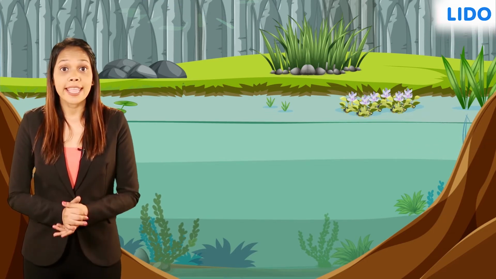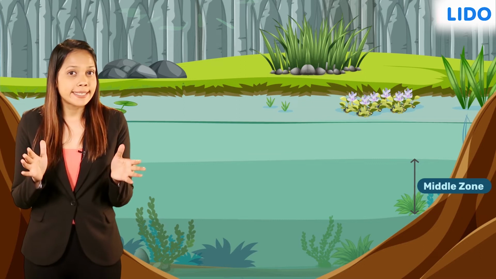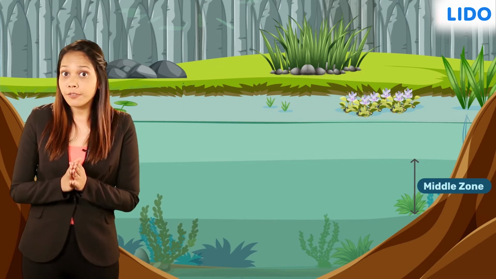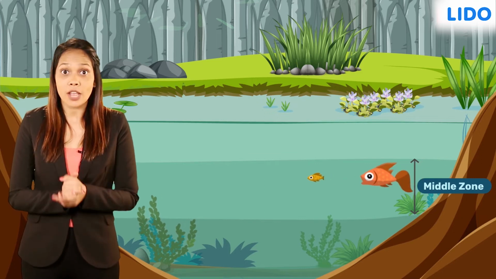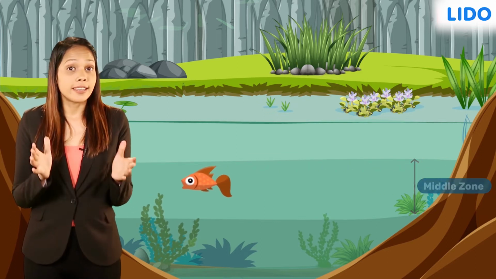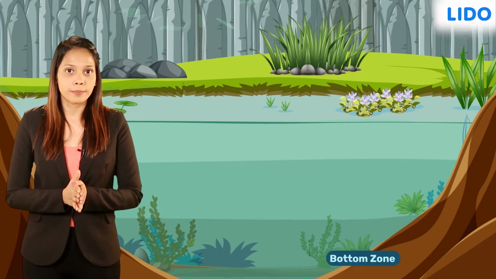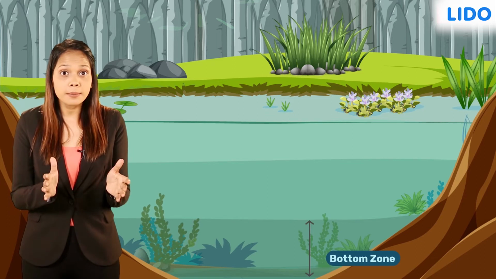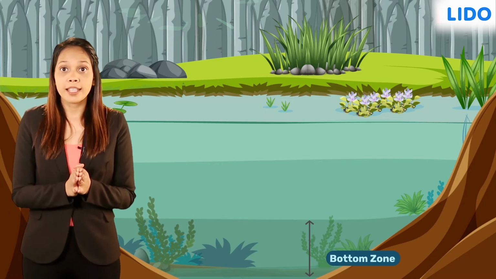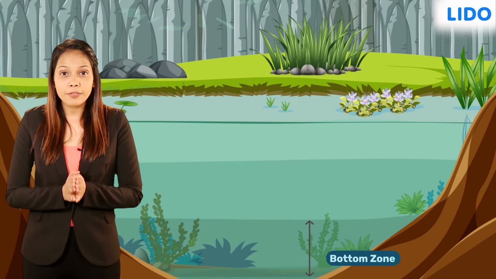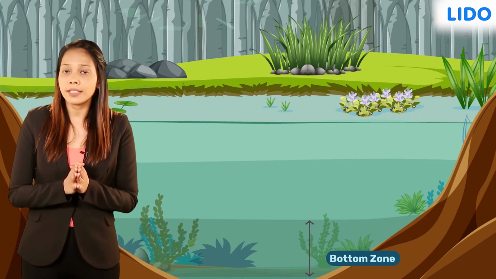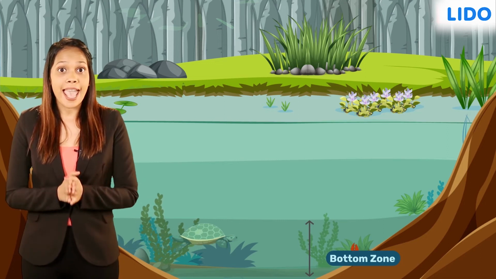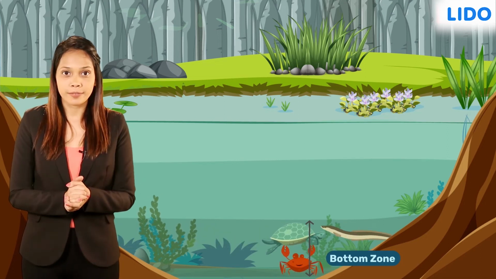The next zone is the middle zone, which is dimly lit and cold. Usually, bigger fish that feed on smaller fish are found here. The last zone is the bottom zone. This zone receives very little sunlight and sometimes it receives none. It is home to animals that feed on dead and decomposing living creatures. Freshwater turtles, crabs and eel are found in this zone.